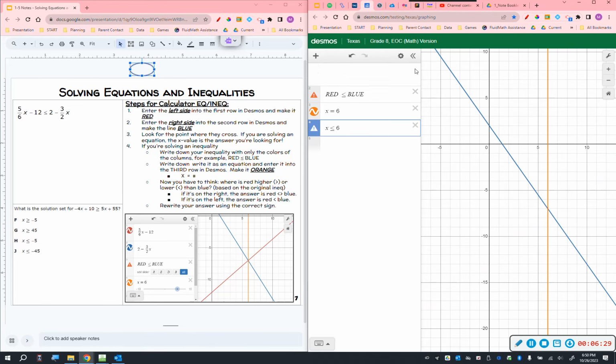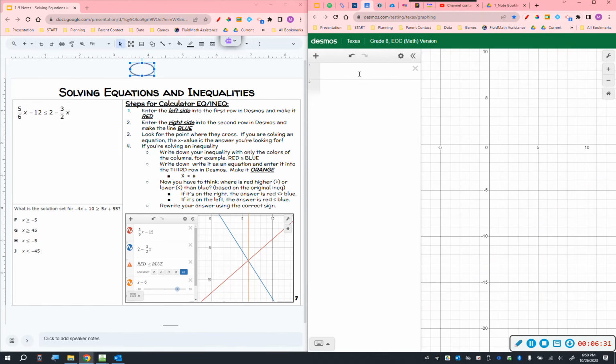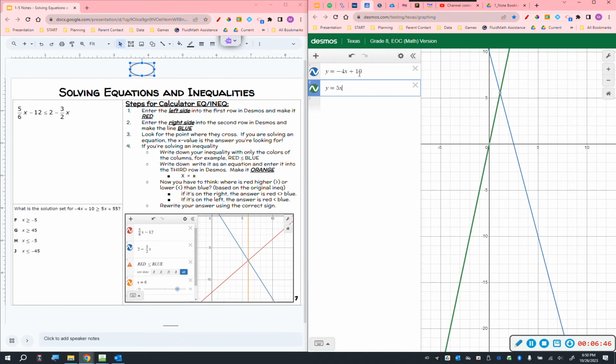Let me try another one, okay? This is, again, a weird process, okay? So for this one, I have y equals -4x plus 10. That's my first one. My second one is y equals 5x plus 55. Okay, I'm going to turn this one red. I'm going to turn this one blue. All right, and then I'm going to write using red and blue what I have.